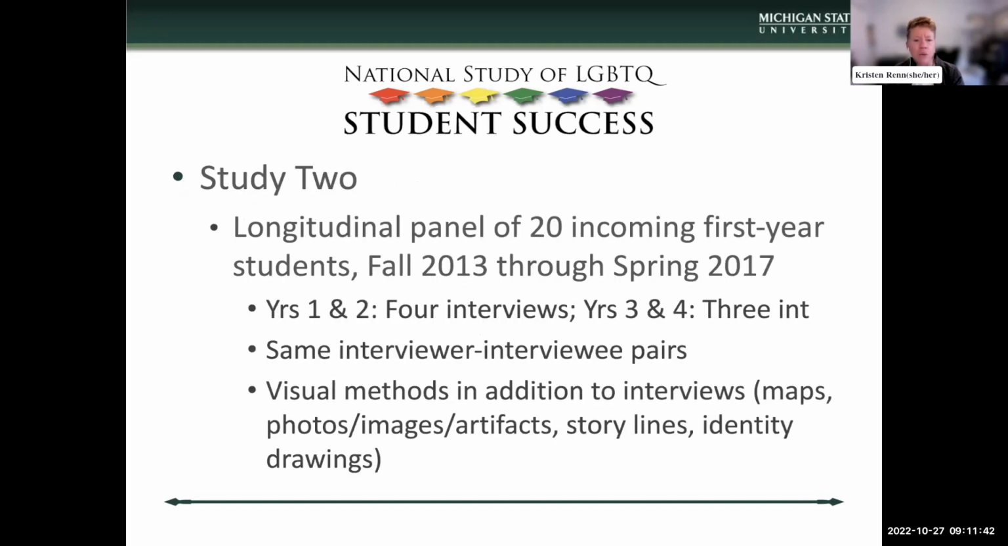And then study two, we started with fall of 2013. So the previous data was in winter before, so the following fall, we did a longitudinal panel of 20 incoming first year students at a large public university in the Midwestern United States. And we followed these students for 4 years. And we interviewed them 4 times each in years 1 and 2, and then several times after, had the same interviewer pairs. So they got to know the people a bit. Then we did some visual methods as well.